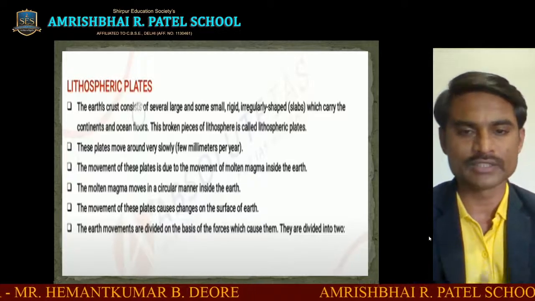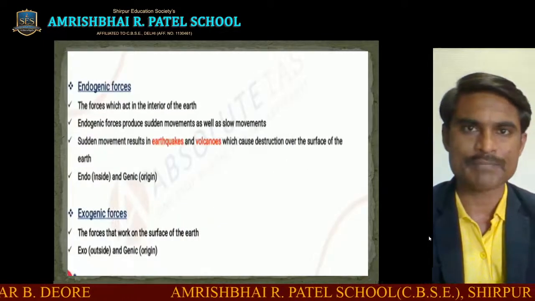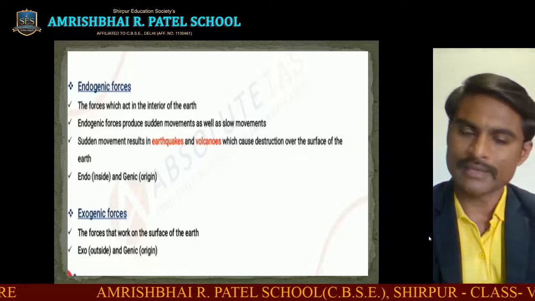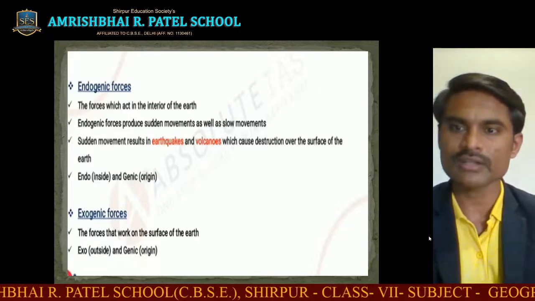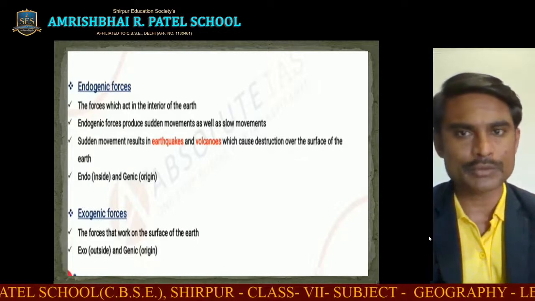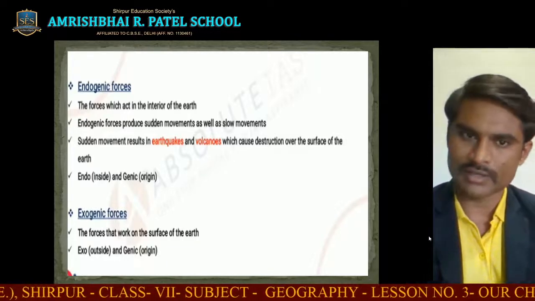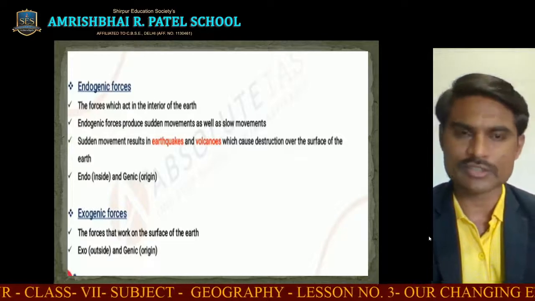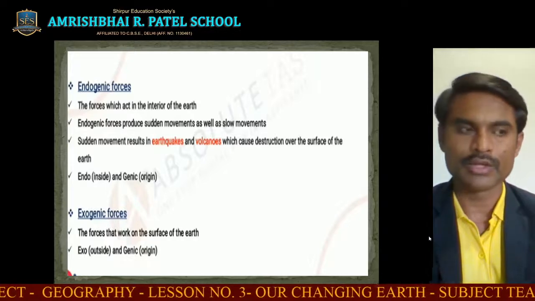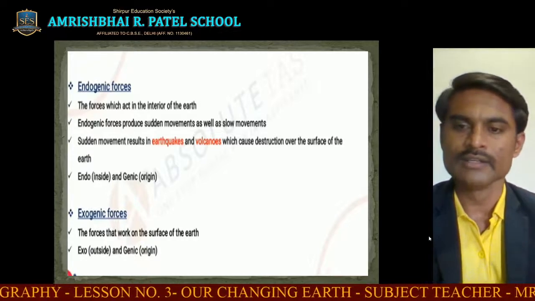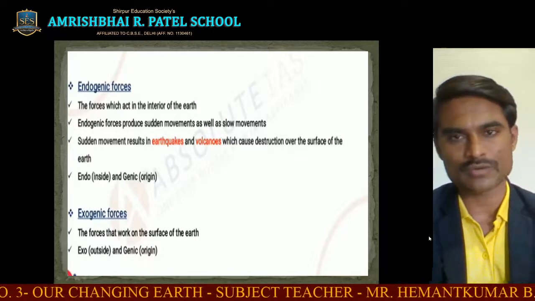The earth movements, on the basis of the forces which cause them, are divided into two kinds: the endogenic forces and the exogenic forces. Endogenic forces are the forces which act in the interior of the earth. They produce sudden movements as well as slow movements. Slow movements result in mountain formation, and sudden movements result in earthquakes and volcanoes. They cause destruction over the surface of the earth. Endo means inside, genic means origin. Exogenic forces are those that work on the surface of the earth. Exo means outside, genic means origin.